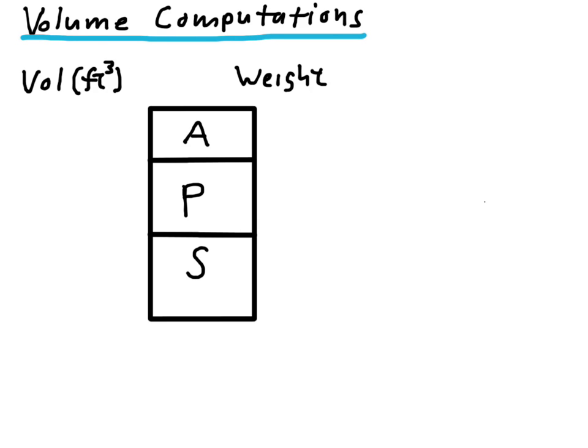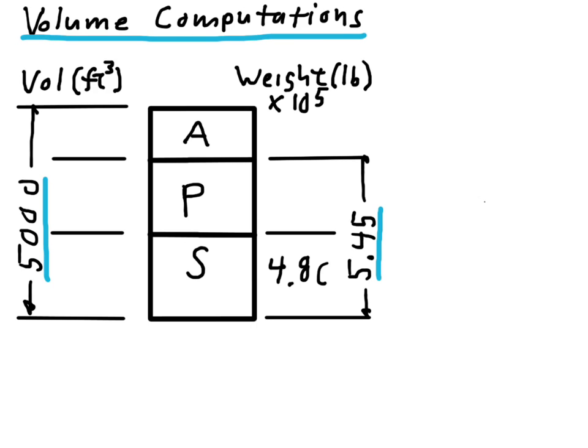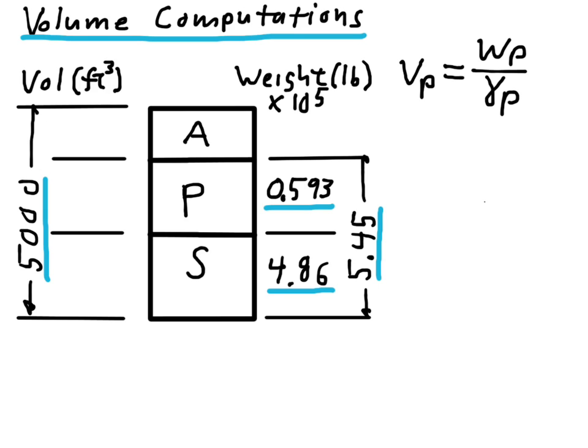So here's my three-phase diagram with all the quantities I'd already computed. I've got the total volume and all the weight side filled out. So the first thing I'm going to do is just go ahead and compute the volume of the petroleum. So we know the volume of the petroleum is going to be equal to the weight of the petroleum divided by the unit weight of the petroleum. And the unit weight of the petroleum is not equal to the unit weight of water. It's going to be equal to the specific gravity of the petroleum, that's G sub SP, I noted here, times the unit weight of water.